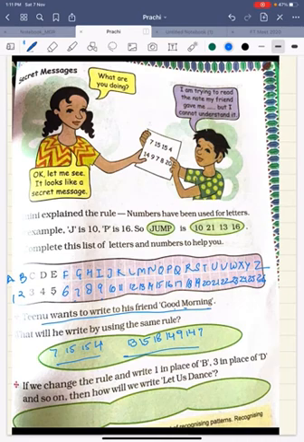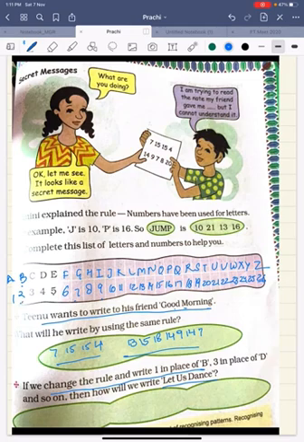Okay, you can also change the rules. Like if we change the rule and write 1 in place of B, अगर हम 1 लिखेंगे B की place पे, तो D कौन सी place पे आएगा? 3 number पे. तो like this, you can write let us dance. You can write in numbers. ठीक है. अब क्या हुआ? B का actual number 2 था. ठीक है. But we have given it 1 number.